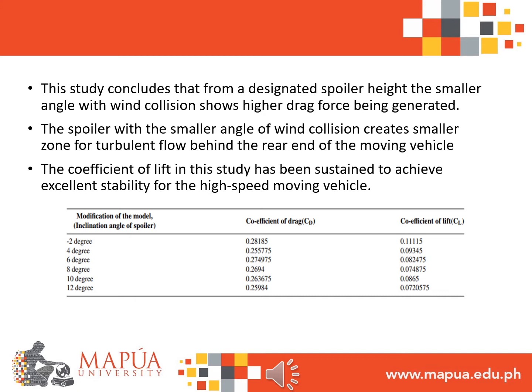This study concludes that from a designated spoiler height, the smaller angle with wind collision shows higher drag force being generated. The spoiler with the smaller angle of wind collision creates a smaller zone for a turbulent flow behind the rear end of the moving vehicle. The coefficient of lift in this study has been sustained to achieve excellent stability for the high-speed moving vehicle.